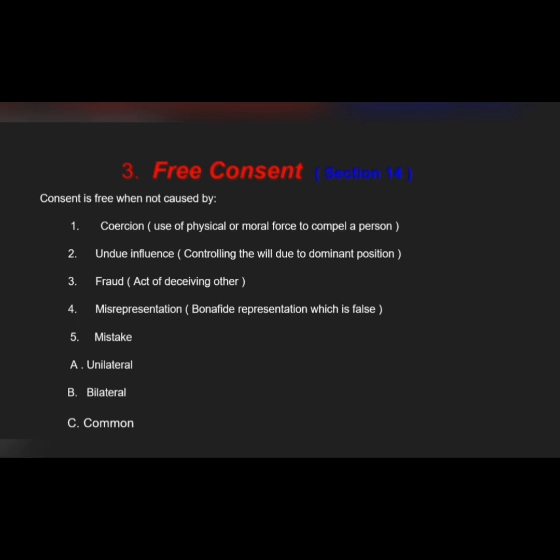Very next, that is a mistake. When you get the consent of another person and that person is giving the consent by mistake, or you can say unilateral mistake, means the mistake of one side, or you can say bilateral mistake, means mistake from both sides.